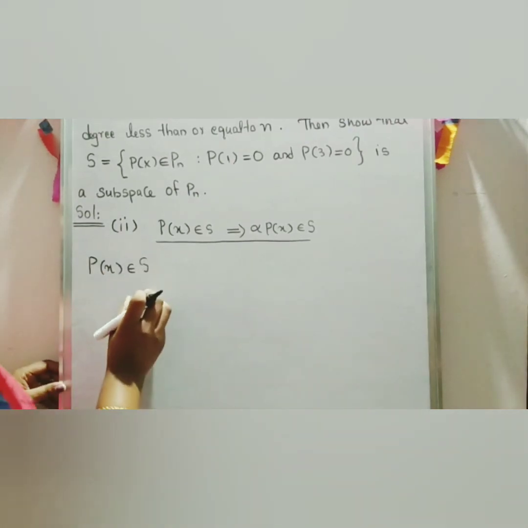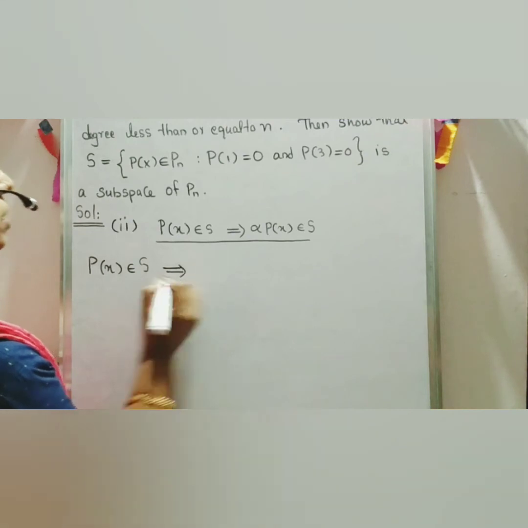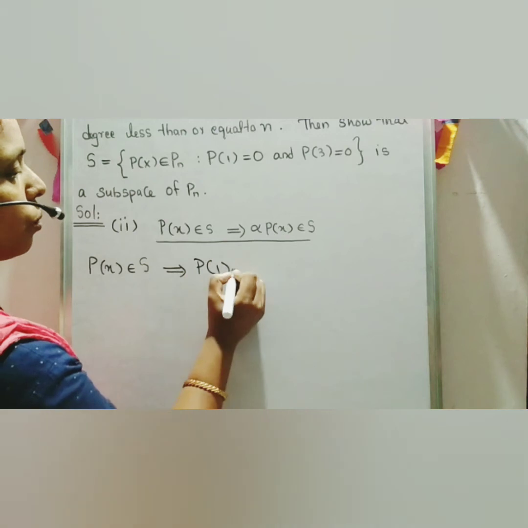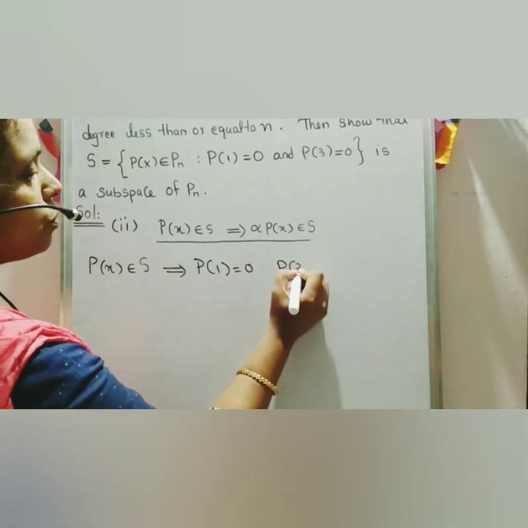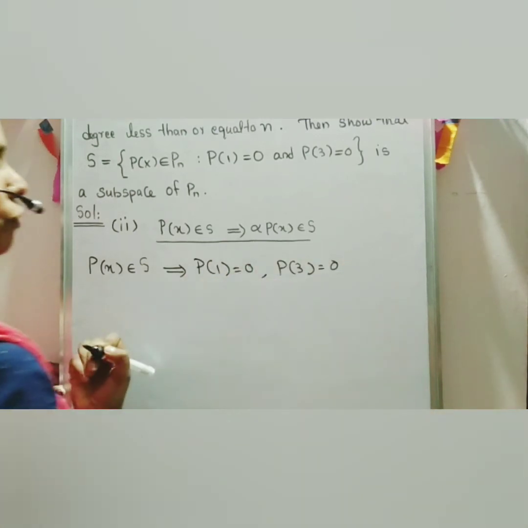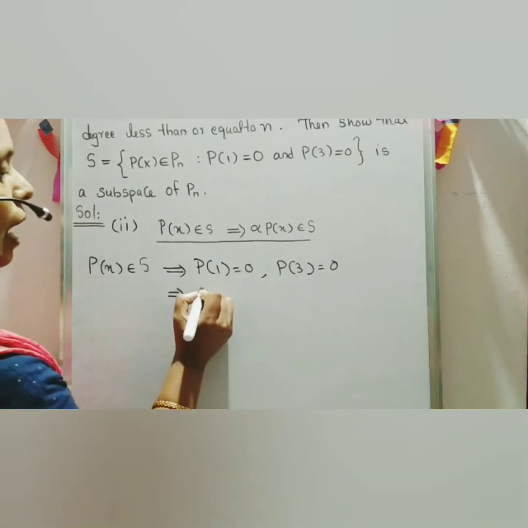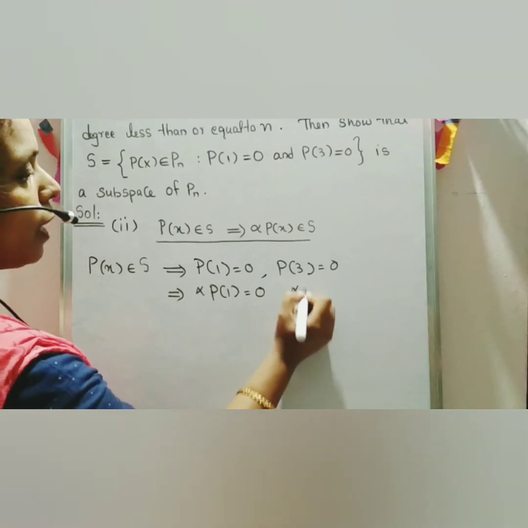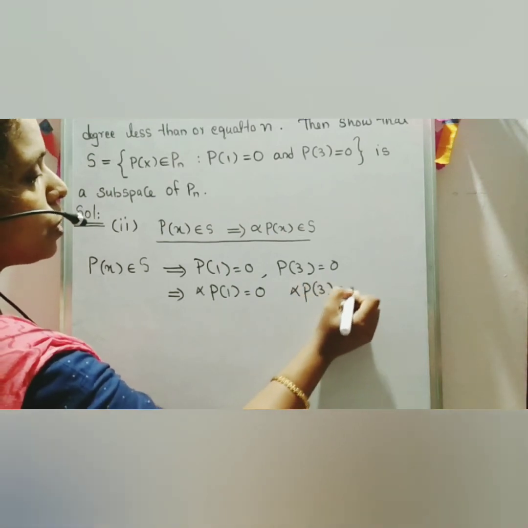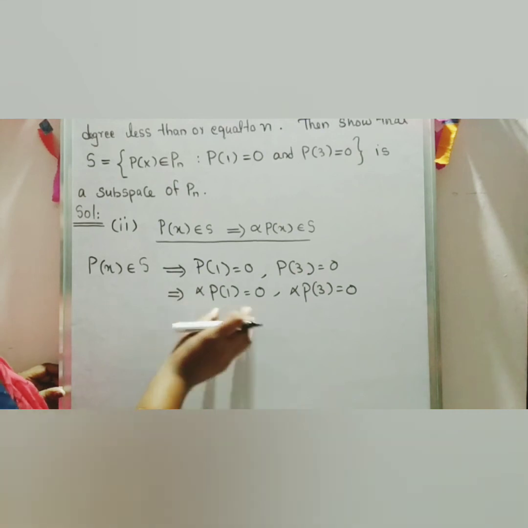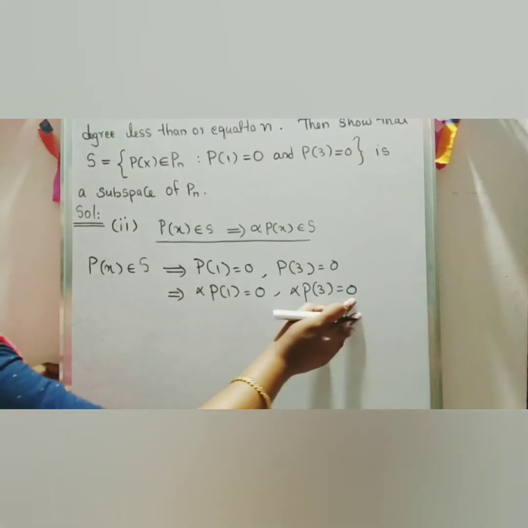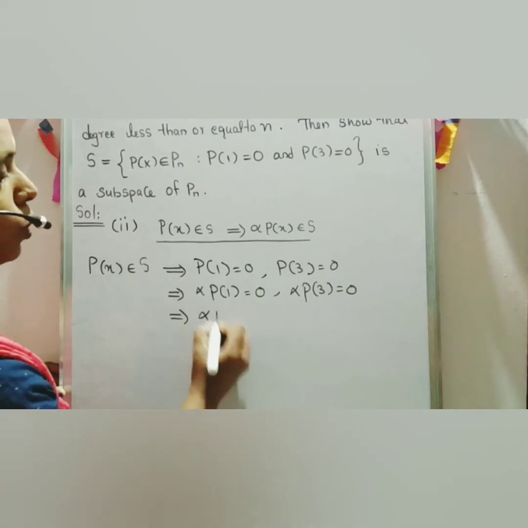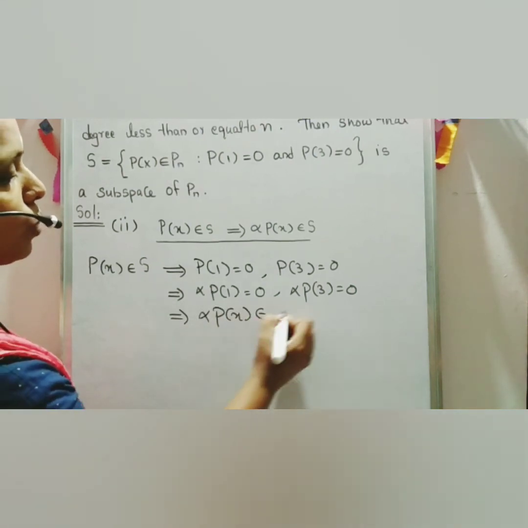Take P of x belongs to S. That implies we can write, if P of x belongs to S, then P of 1 equal to 0 and P of 3 is equal to 0. Okay? That implies alpha into P of 1 is equal to 0, alpha into P of 3 is equal to 0. That implies alpha into P of x belongs to S.